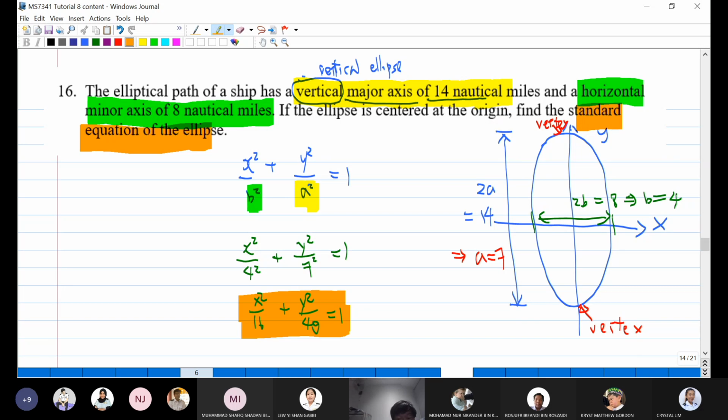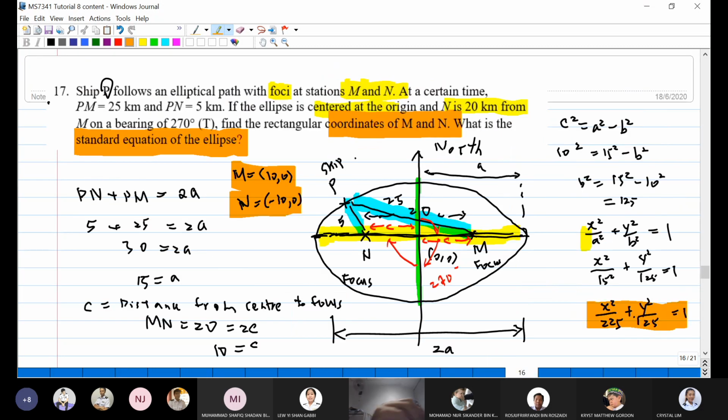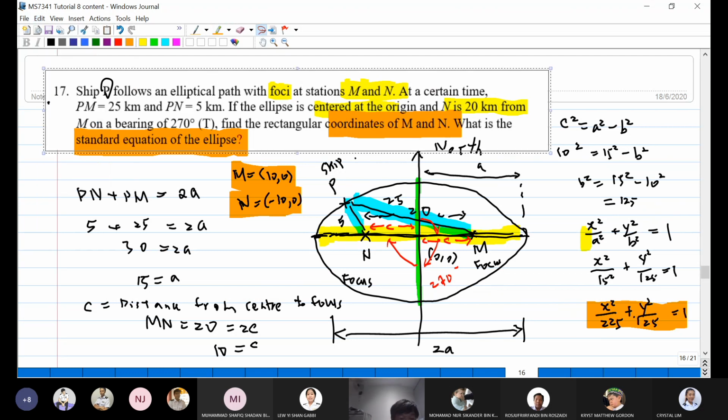Question 17 is the hardest. This one is still a ship moving around in an ellipse, and they tell you the length of the major axis and minor axis, and you find a and b. So the next one is a major one, question 17. Key one, question 17. I'm going to copy this and slowly explain to you how to do this type of question.